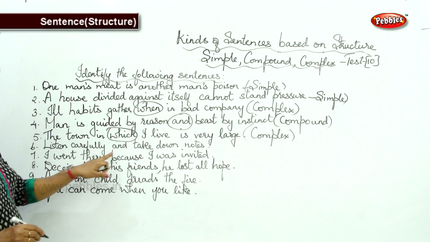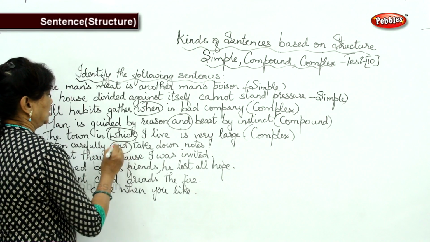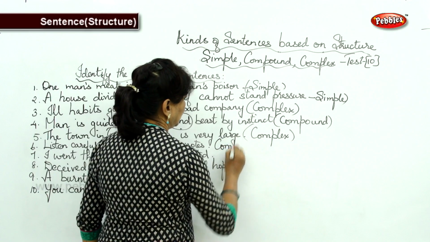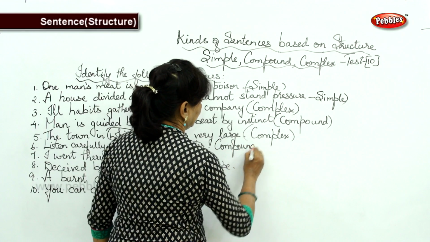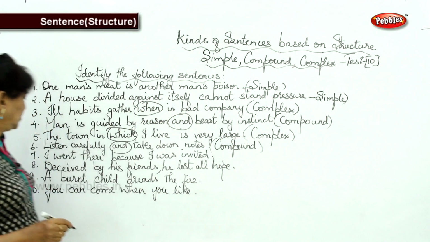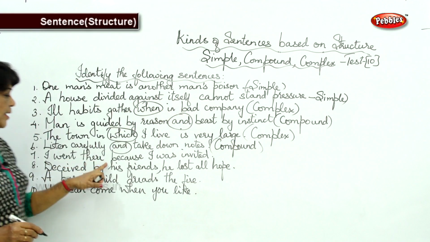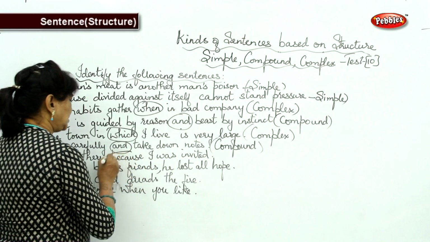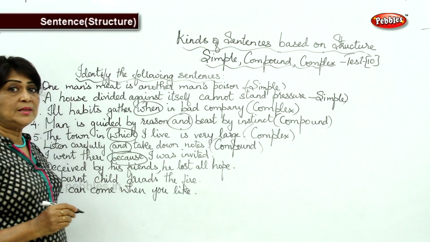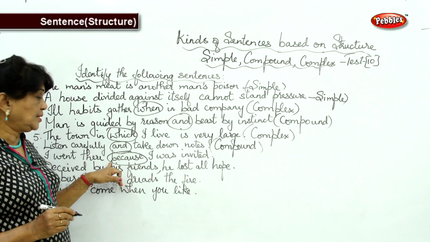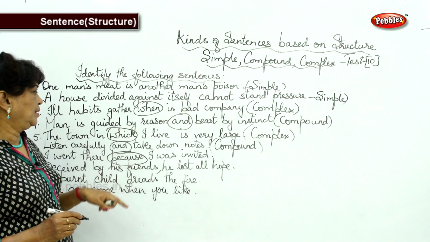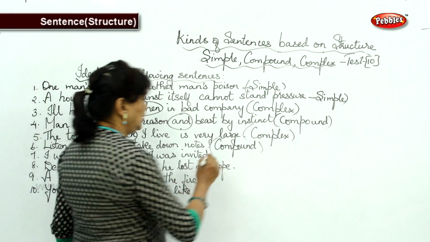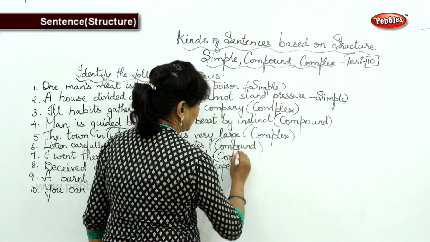Listen carefully and take down notes. And what is this? Coordinate conjunction, so it is a compound sentence. I went there because I was invited. Now, because is a subordinate conjunction. What is it? Subordinate conjunction of reason, and so it is a complex sentence.